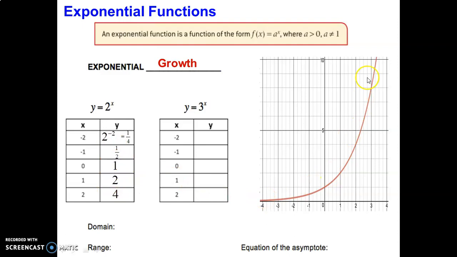If we plotted all those points, we would get that. This is called exponential growth. And we'll talk about some important things about that graph in a moment. Okay, this one, first one is 1/9. Again, if we put -2 here, we can rewrite it as 1 over 3 squared, which is 1 over 9. Next one, 1/3, then 1, 3, and 9.